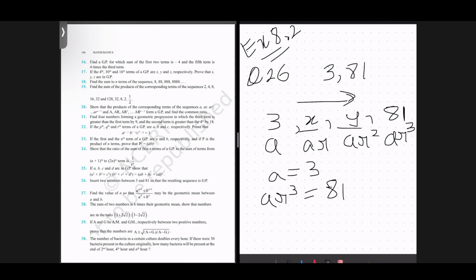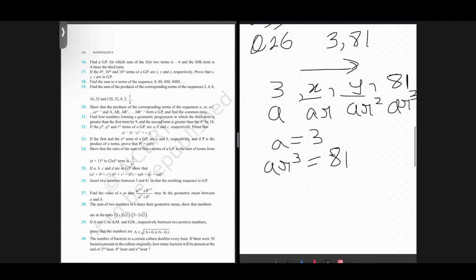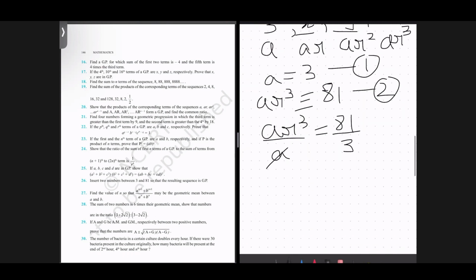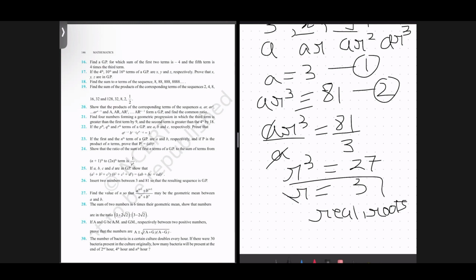If we find the value of R, then we will be able to find the values of X and Y also, because we already know the value of A, which is 3. So let us divide equation 2 by 1. Doing that, we obtain AR cube upon A is equal to 81 upon 3. Simplifying this, A and A get cancelled, but you are left with R cube, and the RHS comes out to be 27. R would then equal 3, because we are only talking about real roots, not imaginary roots. So R's value is 3.